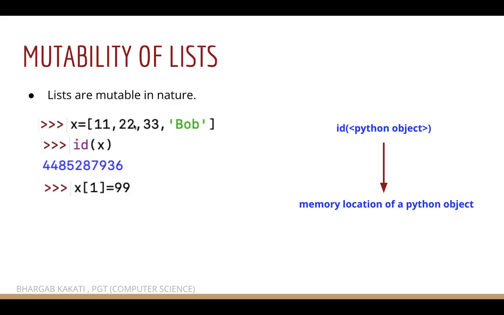Now instead of 22, I need to put 99. So what is the index of 22? 0, 1. So what I am doing here is x[1] equals 99. Now if I want to check the updated list, I'll put the variable x again here, and yes, you can see that 22 got changed to 99. This is a very important concept, so I have done it multiple times so that it becomes absolutely clear to you.